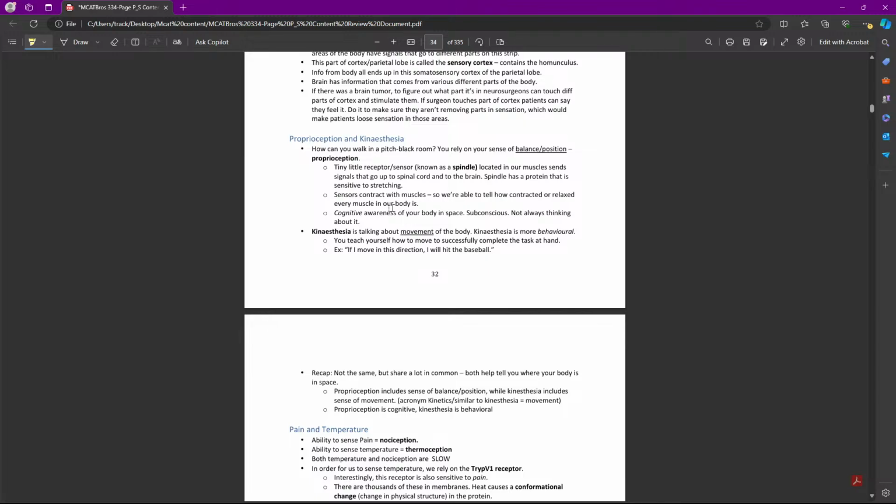So, kinesthesia is about the movement of the body. This is more behavioral, and examples tell you about controlled movement. Like, if I want to move my right hand up, I just think about it and it moves my right hand up. So it's movement of the body.